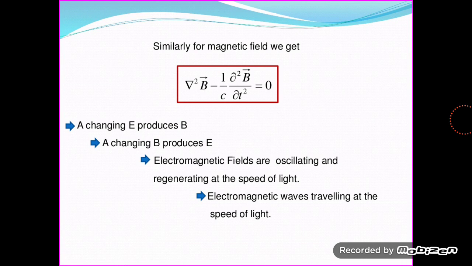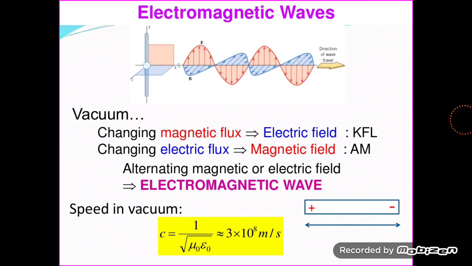Similarly, for the magnetic field, we also get del square of B minus 1 by c square del square over del t square of B, which should be equal to 0. Here a changing E produces B, and a changing B produces E. Electromagnetic fields are oscillating and regenerating at the speed of light. Electromagnetic waves travel at the speed of light, which we will calculate in the next slide.